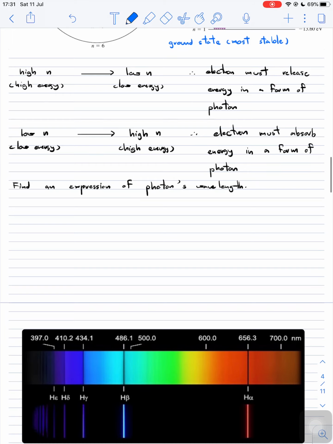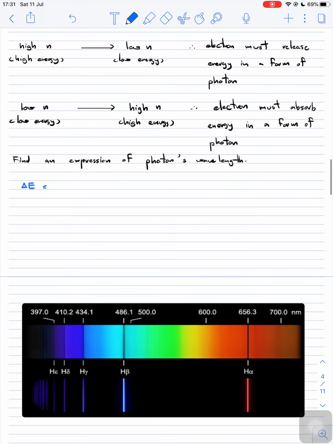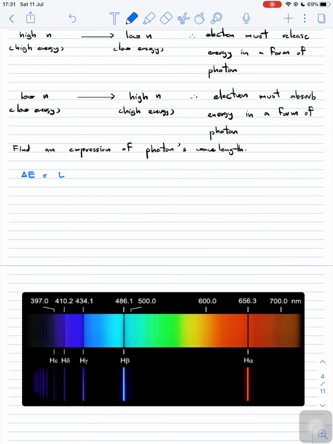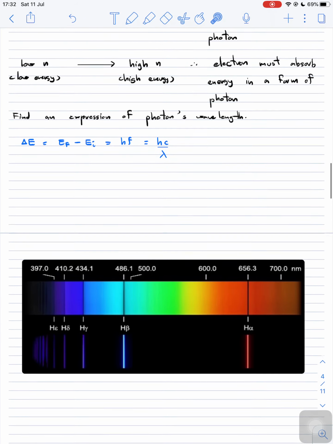Okay, let's say delta E equal to the E final minus the E initial, equal to hf. So this frequency is going to be the frequency of the photon which is released or absorbed, and then equal to hc over lambda. So the lambda here is just the wavelength of the photon emitted or absorbed.